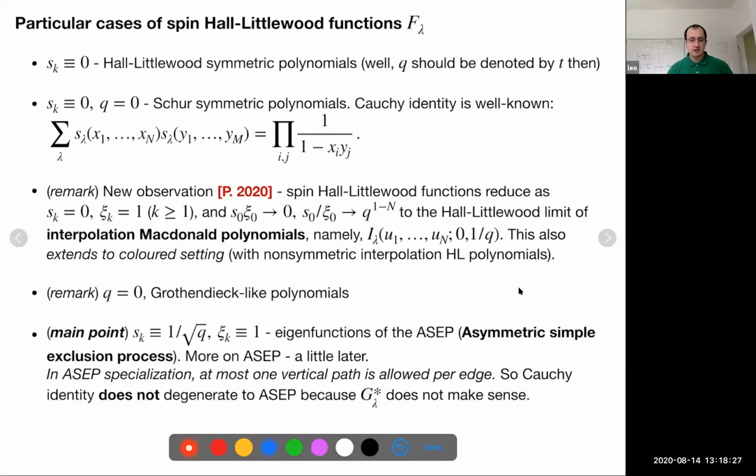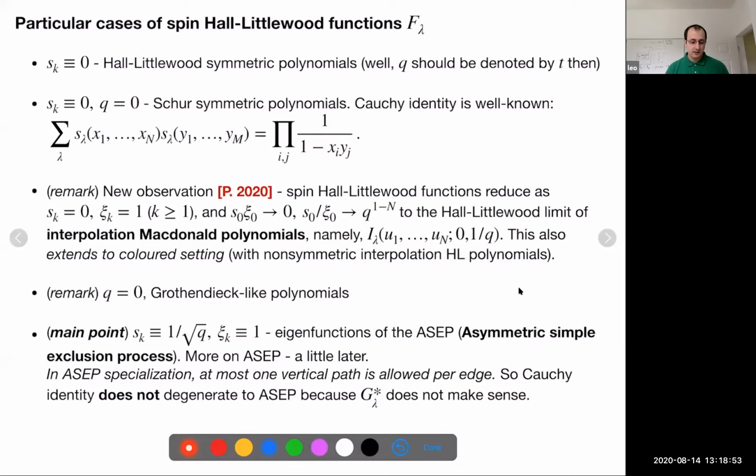In some other degeneration, let me just remark that you can also get interpolation Hall-Littlewood polynomials, which are Hall-Littlewood limits of interpolation Macdonald polynomials. And I'm mentioning it here because I haven't seen probability theory done with interpolation Macdonald polynomials. And if you know about some ideas, I'd like to hear them.